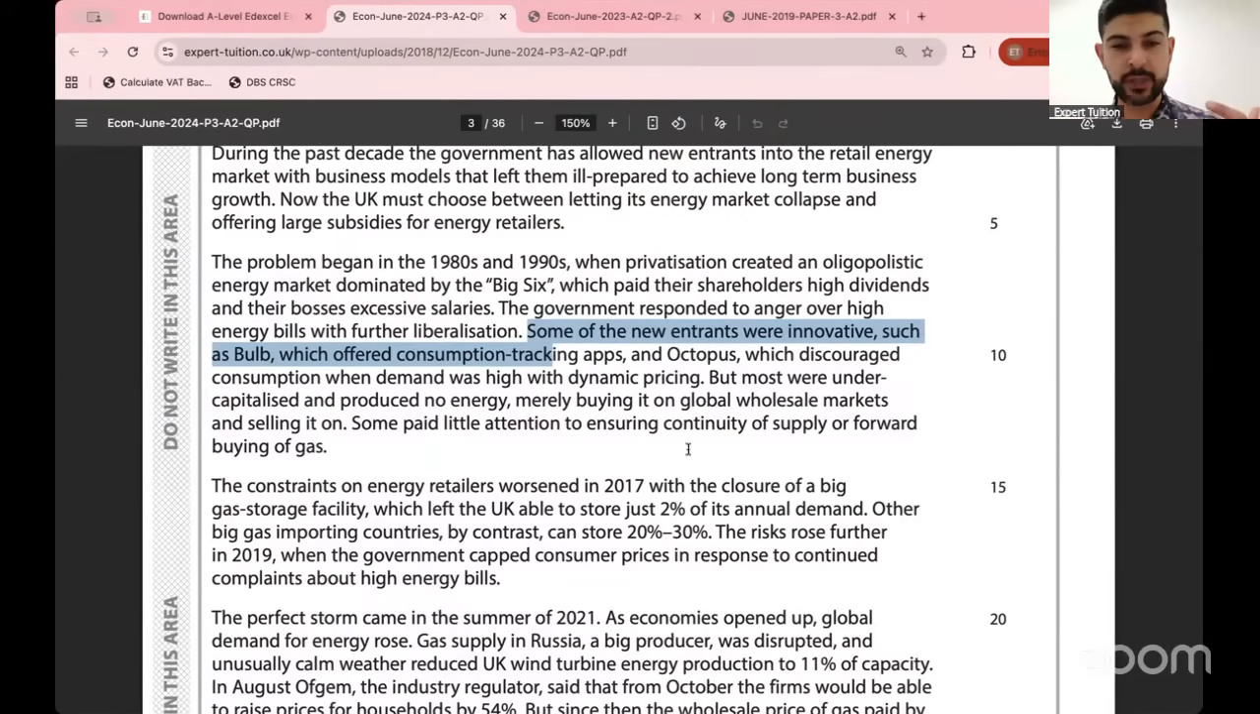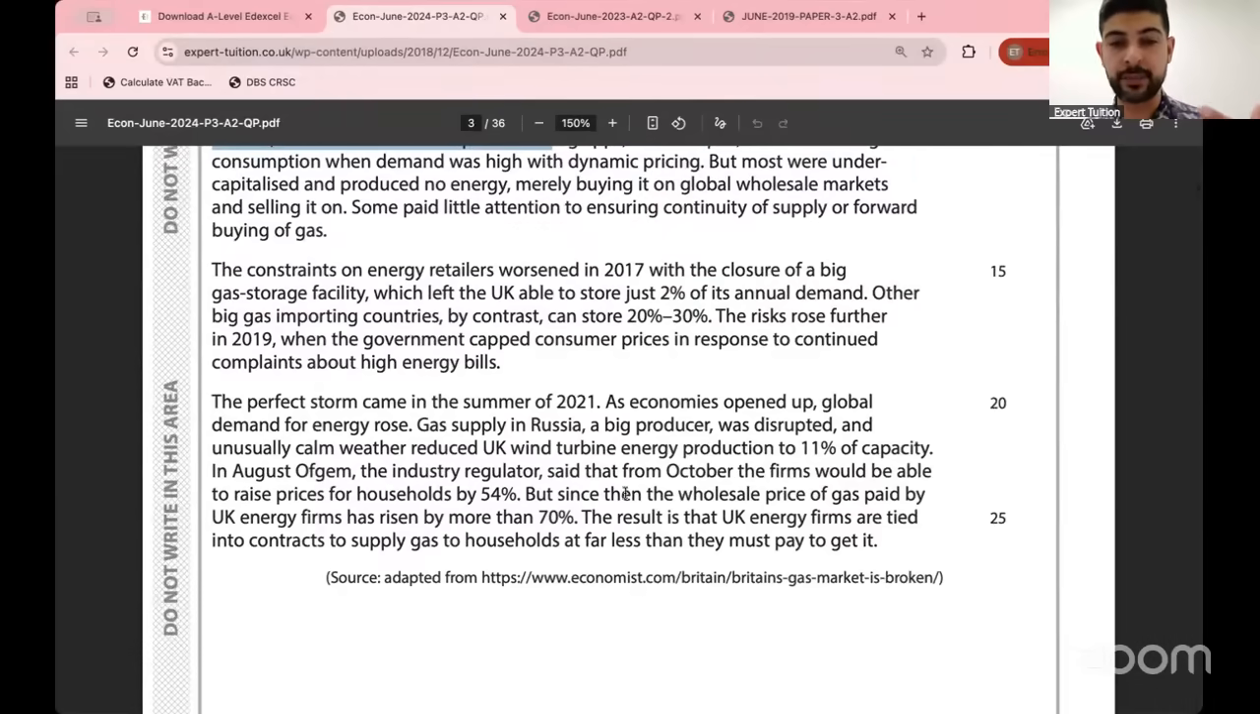The other part of the extract talks about how a lot of these firms started to encounter potential losses because the wholesale price of gas paid by UK energy firms had risen by about 70%, but they weren't able to raise their prices to households by more than 54%. What does that mean? That would basically mean that their profitability is starting to go down, and as a result, they don't have the money to be able to grow and expand and dominate the market, if you like. Yeah? Those are the two analysis points that you need to explain and develop in that answer.